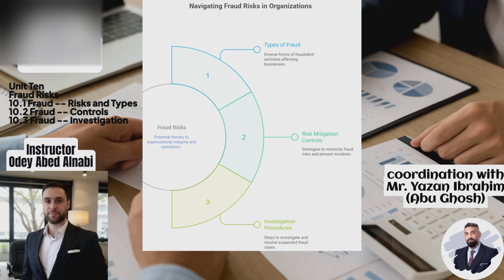Note the key word here, intentional. Fraud is not an accident or a mistake, it is a deliberate act. For fraud to occur, three elements are generally required: first, an intent to defraud; second, the commission of the fraudulent act; and third, the successful completion of the fraudulent act.